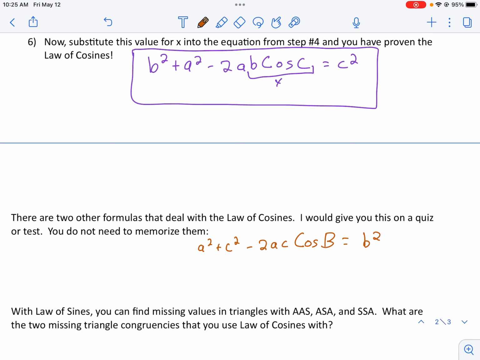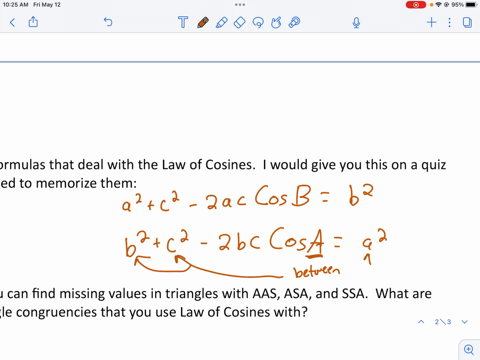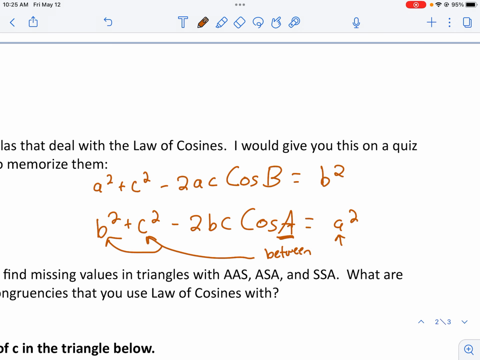And then the other option for the law of cosines would be b squared plus c squared minus 2bc cosine of A is equal to a squared. Although you can write this formula in many different ways, the biggest thing you need to know is that the angle that's in the cosine is between the two sides that we have, and then the side opposite is always opposite of the angle, or the side on the other side of the equal sign is opposite of the angle that we have in our formula.